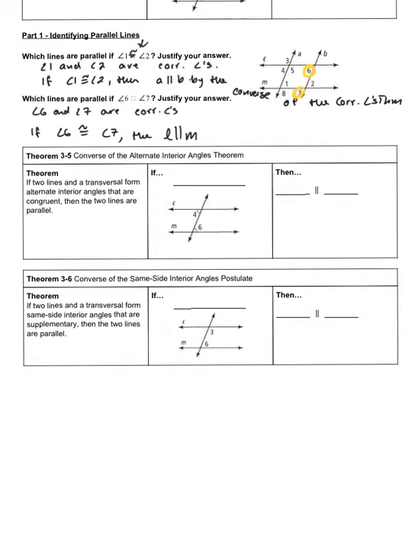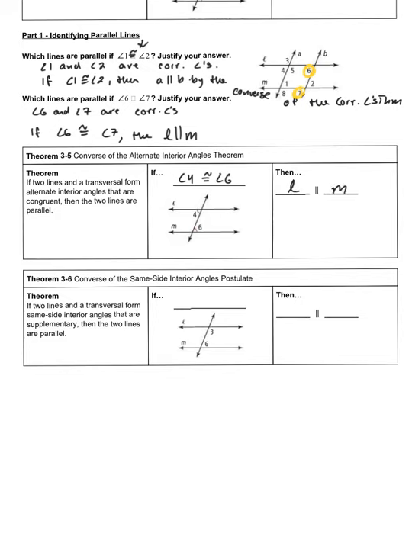Here, theorem 3.5 is the converse of the alternate interior angles theorem. If two lines and a transversal form alternate interior angles that are congruent, then the two lines are parallel. So if angle 4 is congruent to angle 6 here, then line L is parallel to line M.